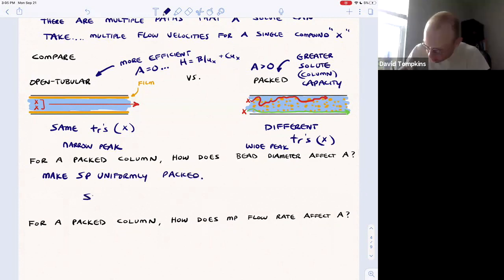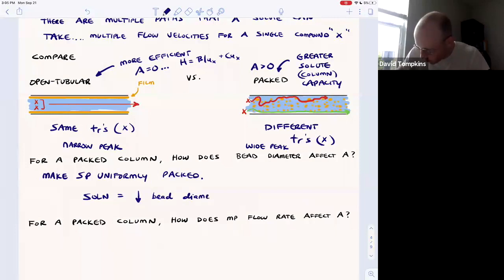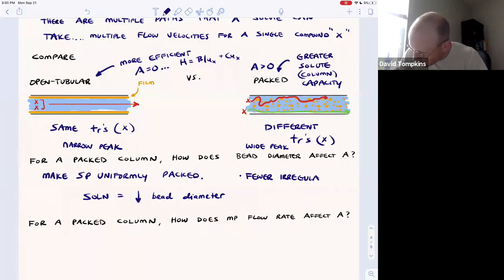The solution to doing that is to decrease or minimize the bead diameter. The smaller the beads of stationary phase, whether they're silica or alumina, the more uniformly packed they will be. And now you'll have fewer irregularities causing changes in flow velocity. And therefore we get a lower plate height and minimize A. So decreasing bead diameter will decrease the number of possible paths through the column.